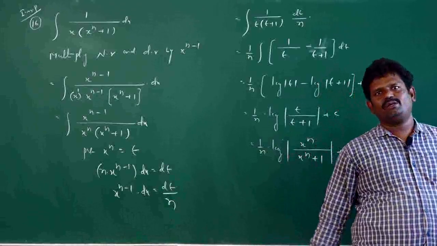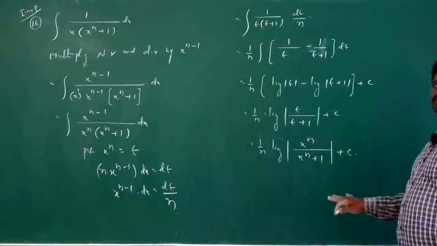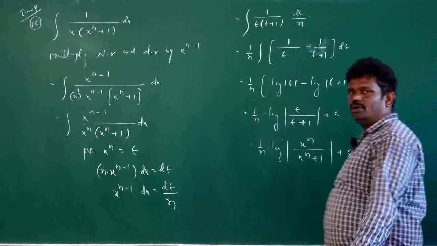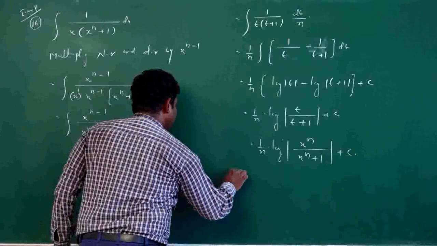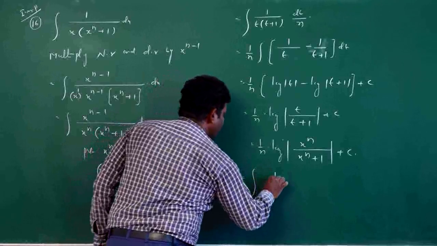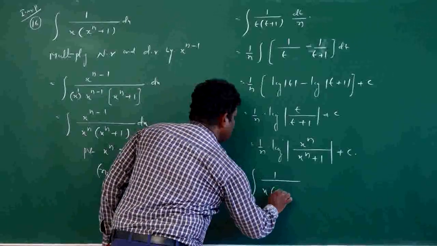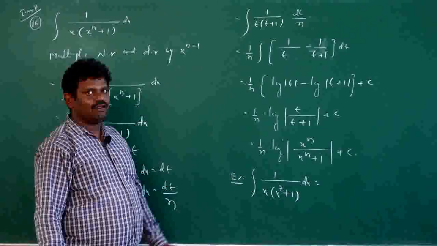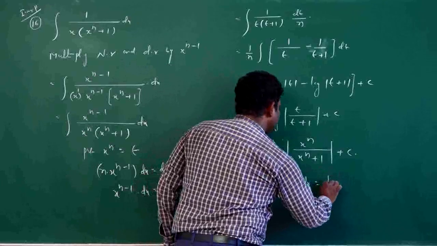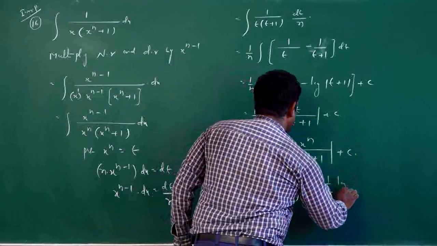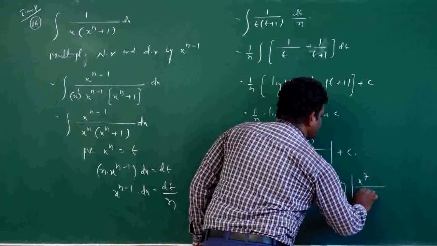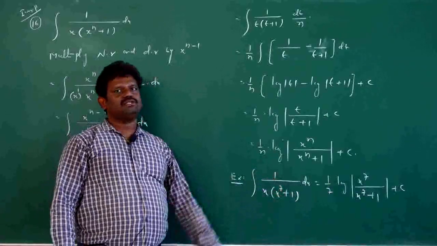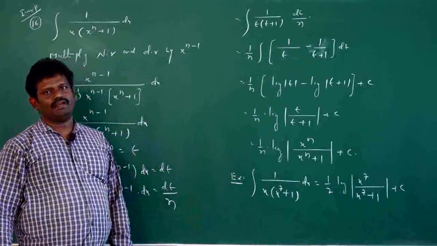So this is the important bit for both competitive and board exams also. CET bits two or three times, this is a standard bit given, applying this result. For example, if you are given this type of example: integral 1 by x into x power 7 plus 1 into dx. Then the answer directly we write as 1 by 7 n, n is 7 there, 1 by 7 log of x power 7 by x power 7 plus 1 plus c. So this is the answer for that bit. Such types of bits, CET bits also given, then we apply that standard result and simplify the given questions. Okay?